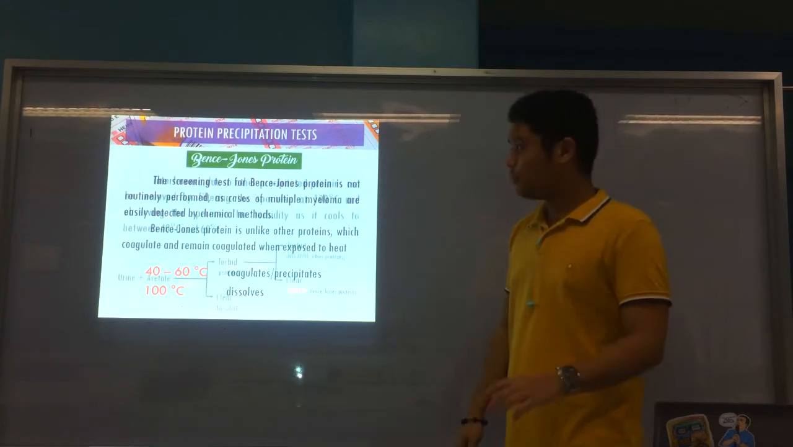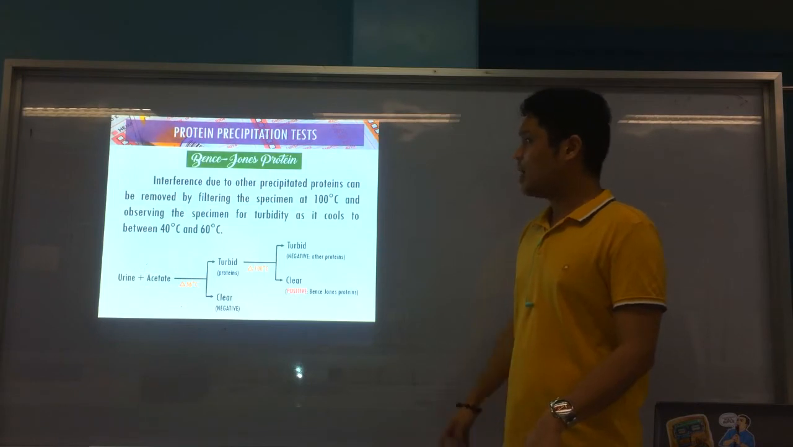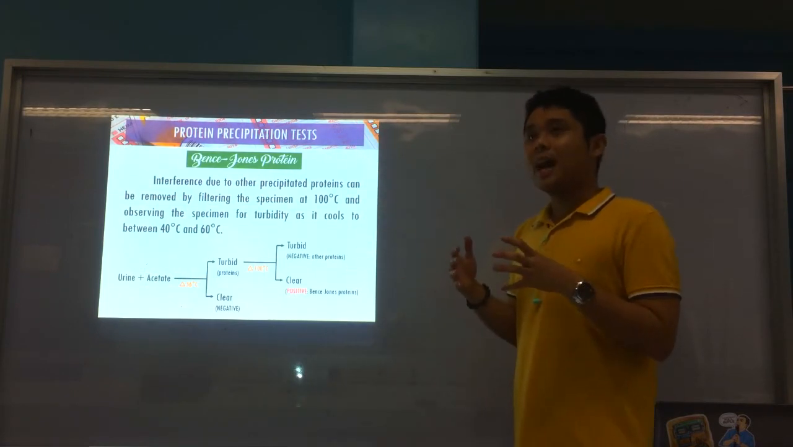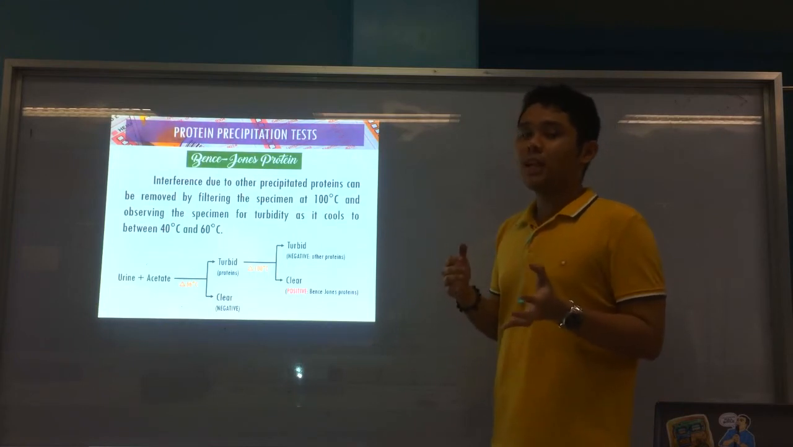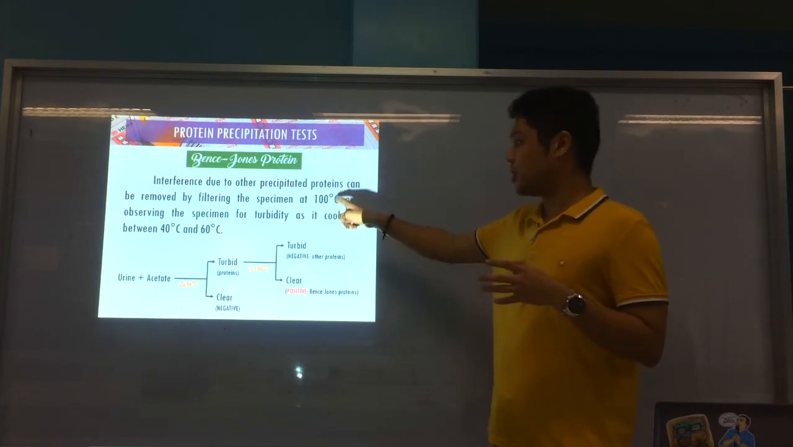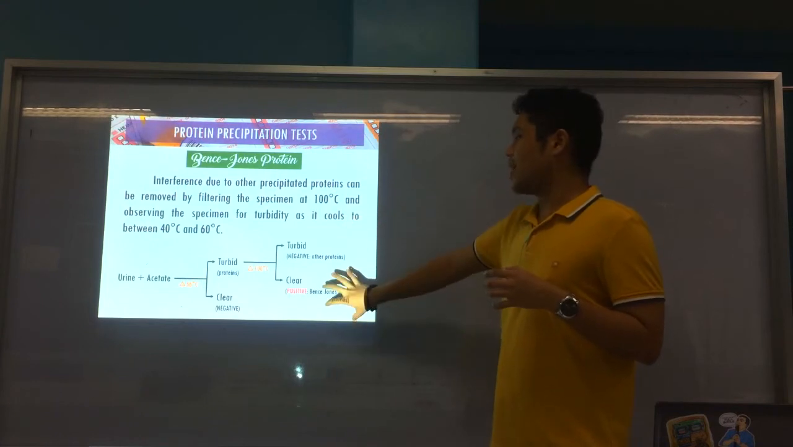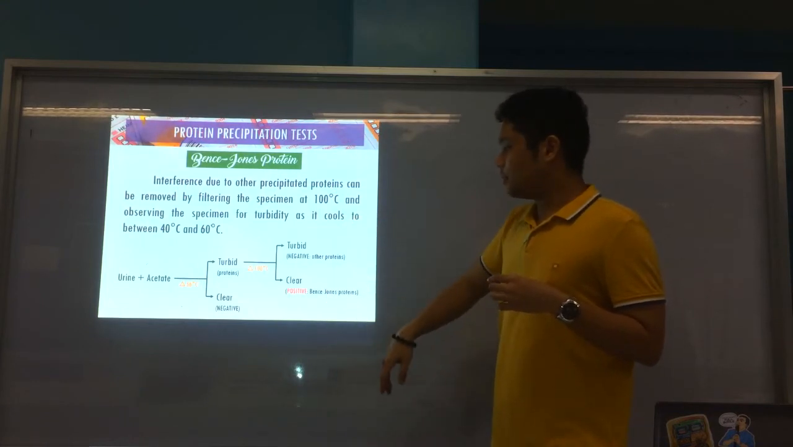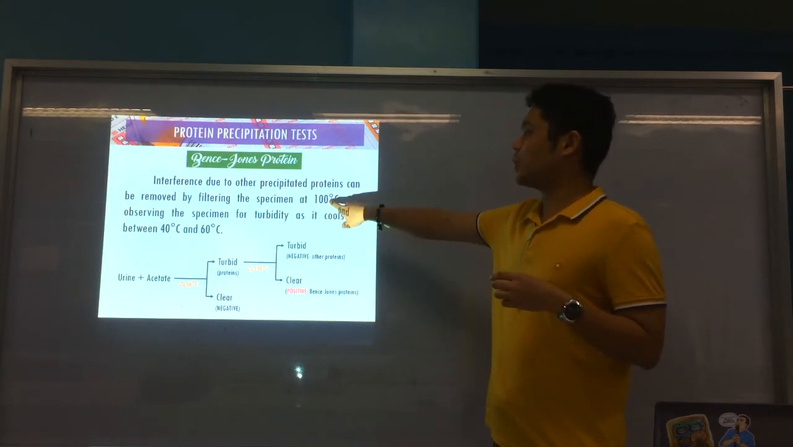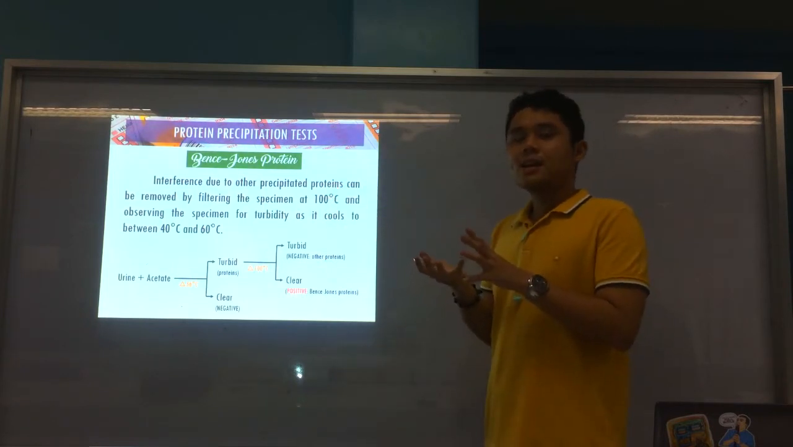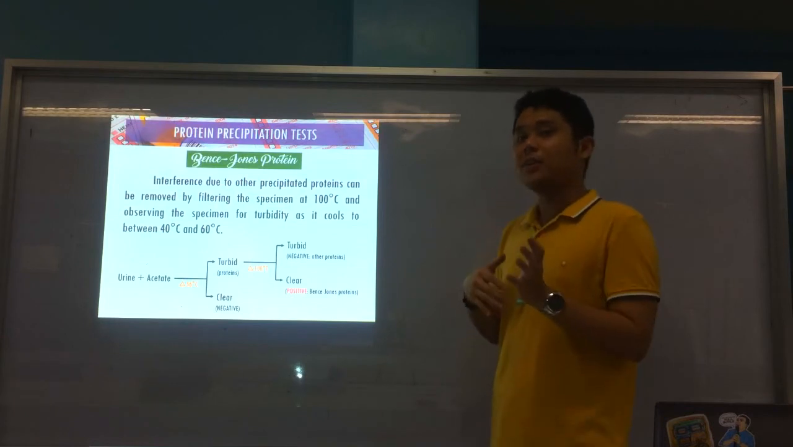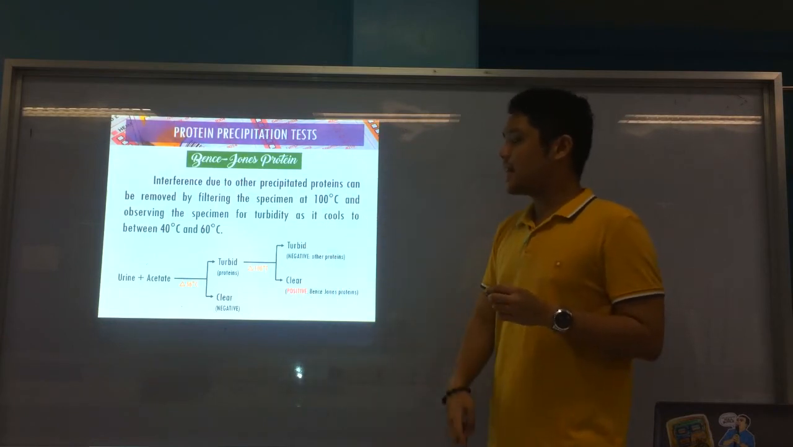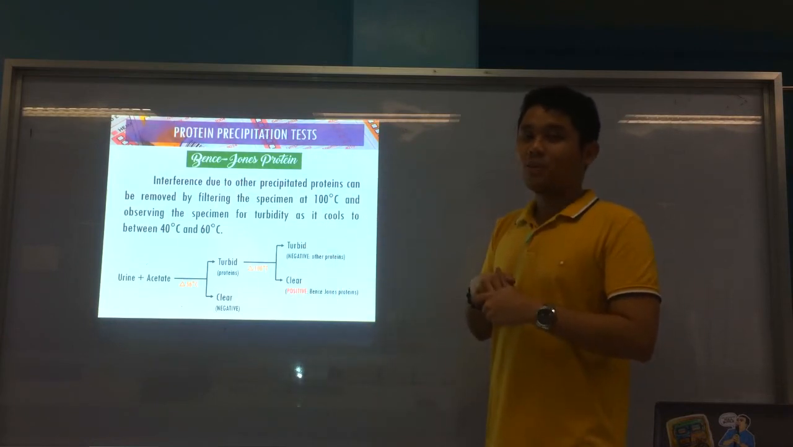Okay, all right. So, here's an example. If you want to check for the presence of Bence Jones protein, you filter the urine at 100 degrees Celsius, right? Because it becomes clear, right? It becomes clear. So, we filter it at 100 degrees Celsius. After filtering, we let the specimen cool down to 40 to 60 degrees Celsius. And if it turns positive, then it's already your Bence Jones protein.